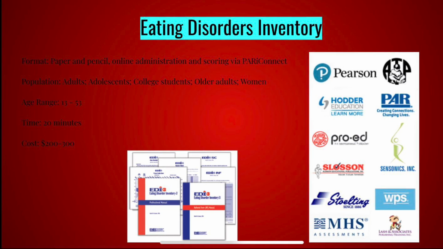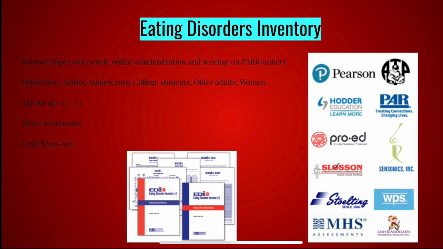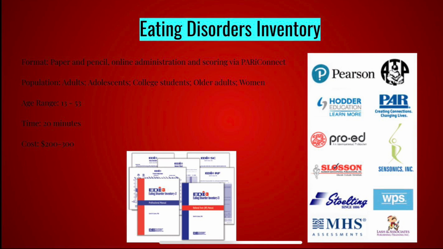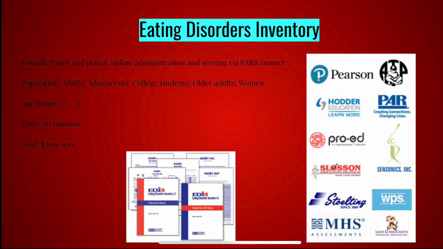The EDI has been translated into a number of different languages. The introductory kit for the EDI-3 can be purchased from PAR Inc. and many other different places that are listed on this slide. It can range from $246 to $300. This kit includes many different things, but each component can also be purchased separately.